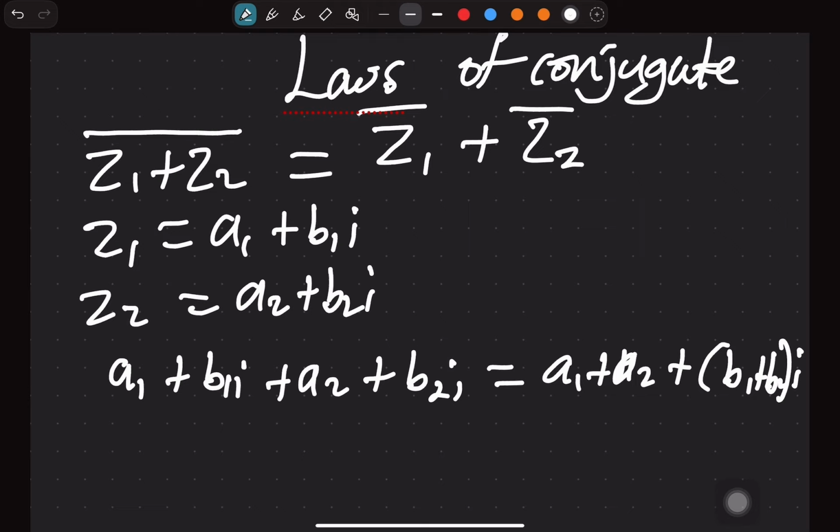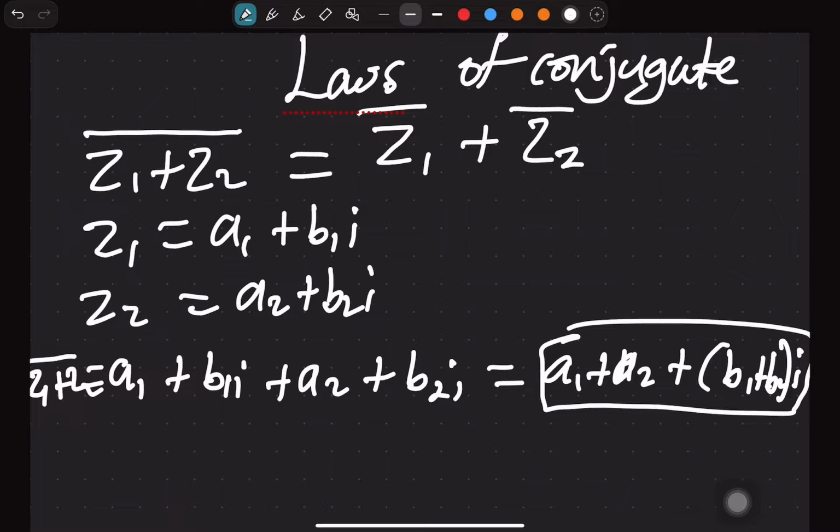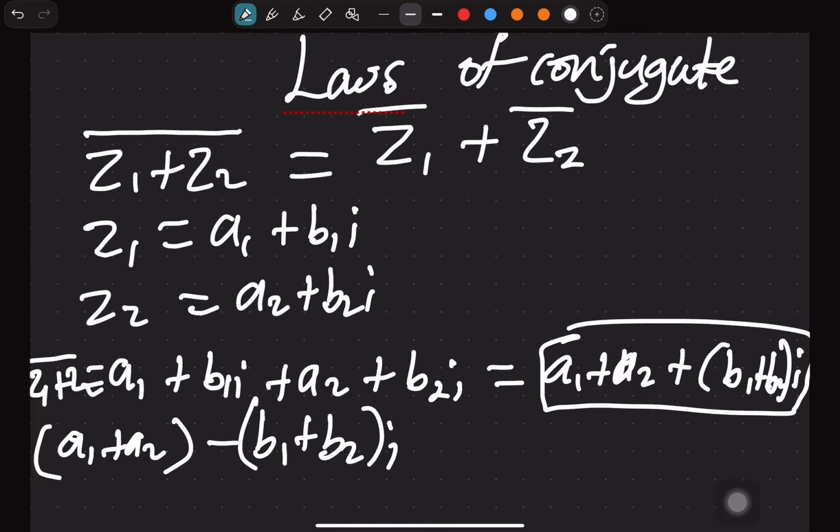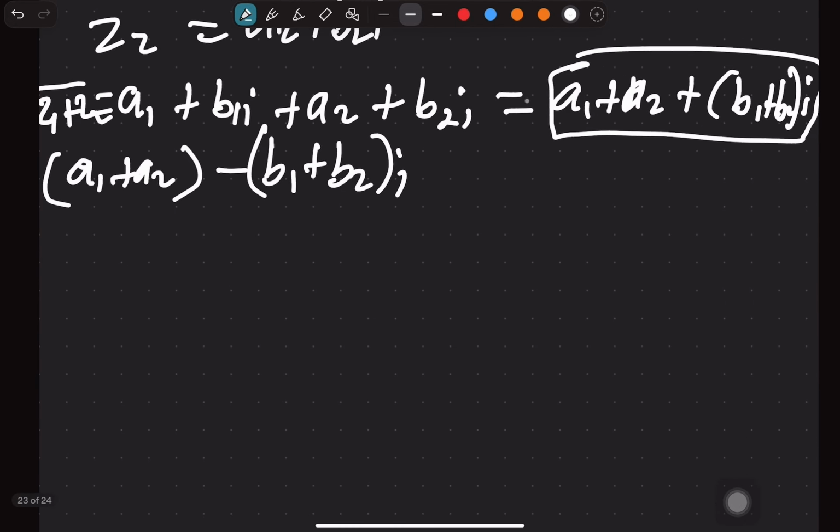Now let's take the conjugates of all this. So let's take the conjugate of this result, z1 plus z2. Now the conjugate of a complex number is found by simply negating the imaginary part. So this is the result of the addition. The real part is a1 plus a2. The imaginary part is b1 plus b2, and we negate that, we get minus (b1 plus b2)i. So this is the conjugate of the result we have.